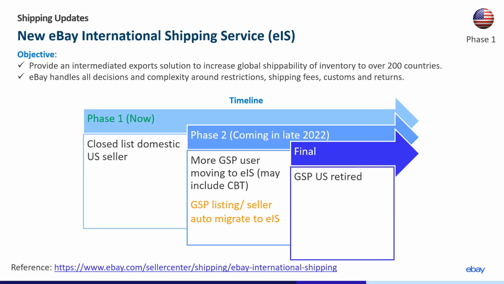However, currently this service is only open for US domestic sellers. It will be slowly opened up to sellers who are using the Global Shipping Program and CBT sellers, as we are going to deprecate the Global Shipping Program in the near future. Previously, the Global Shipping Program only supported 60 countries, but now eBay International Shipping supports over 200 countries.